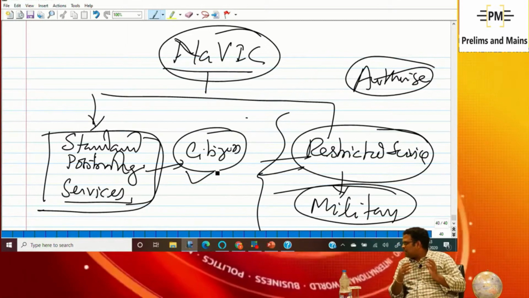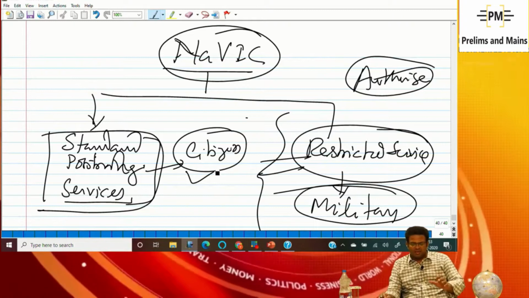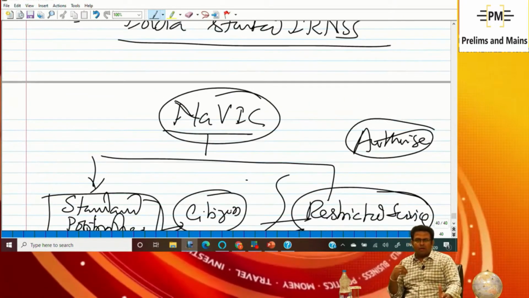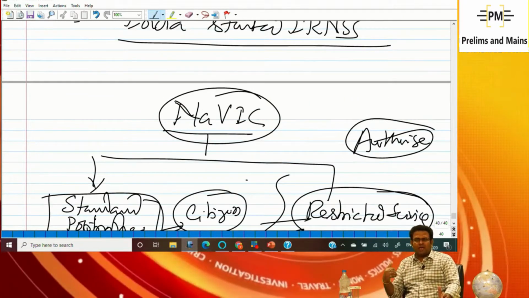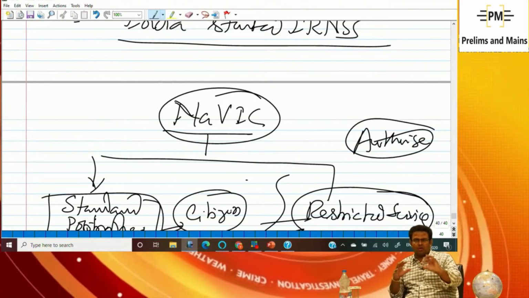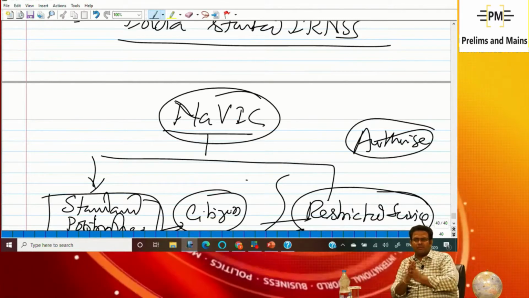Beta, L band and S band. L band is a little low frequency, S band is high frequency. L band is little low, S band is little high frequency.